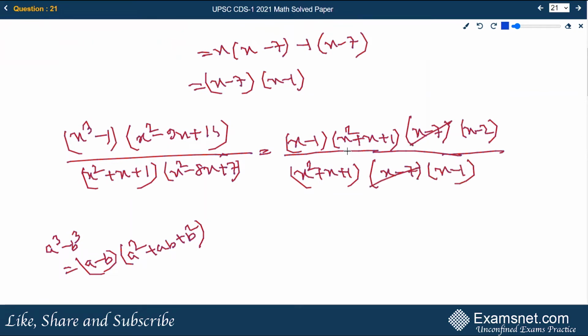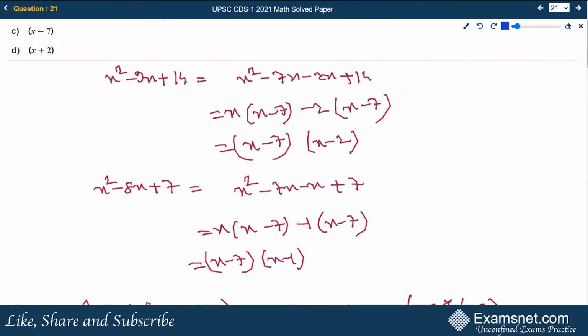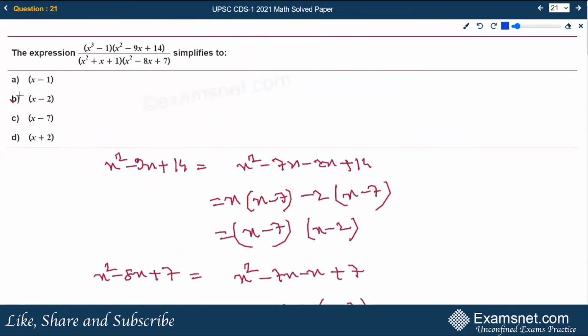So both these terms got cancelled. I can see x minus 1, also x minus 1 got cancelled. So we are left with only x minus 2 here. So the answer is x minus 2. Option B is the correct answer.